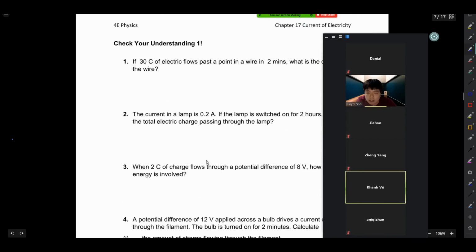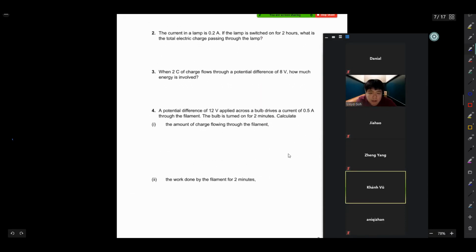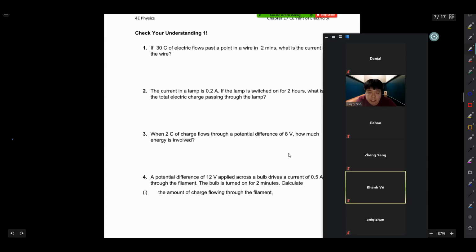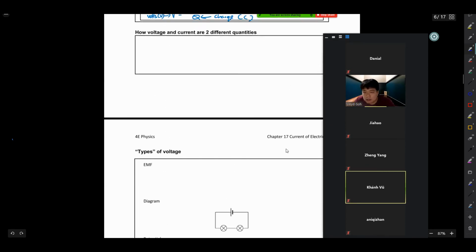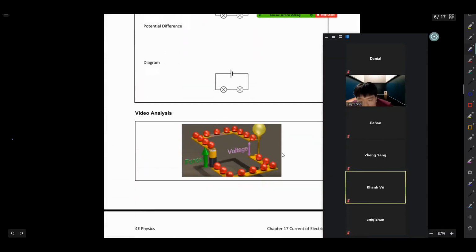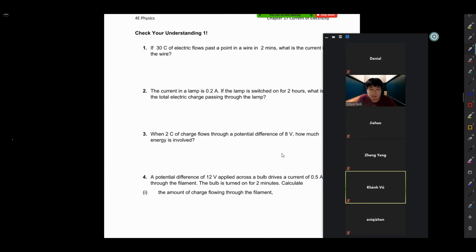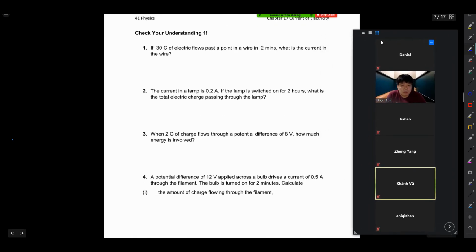If you want, you can try the question on page 7. Then I think we can call it a day. Alright, so let's try to apply the formula first. If you are okay with page 7, I think you are free to go.